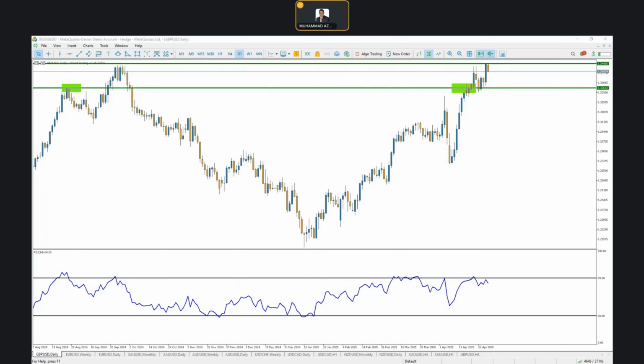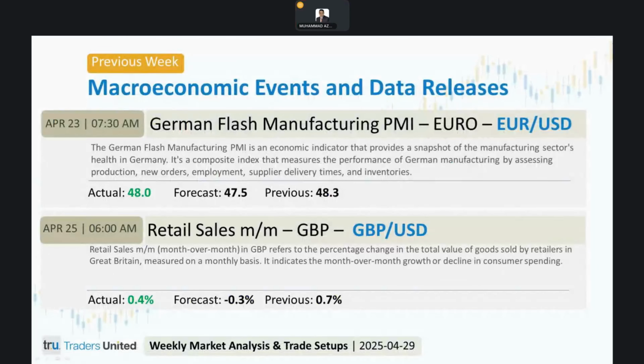So the move reflects renewed confidence in UK economic stability, with market participants reassessing the outlook for Bank of England policy in light of firm consumer demand. As the traders responded to the stronger than expected retail sales figures, that is the reason why we got a bullish price action inside the GBPUSD currency pair.